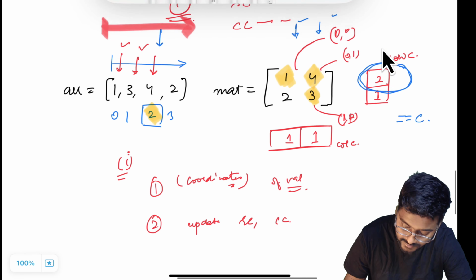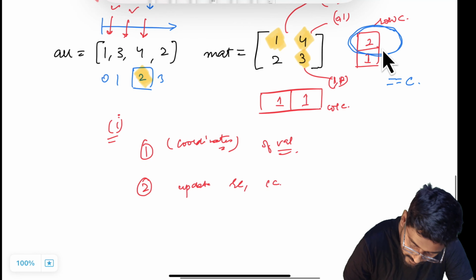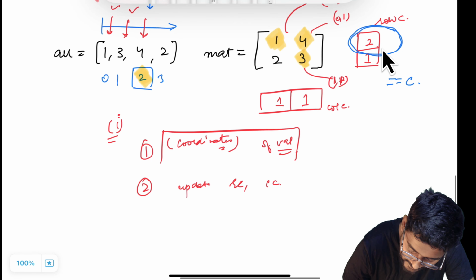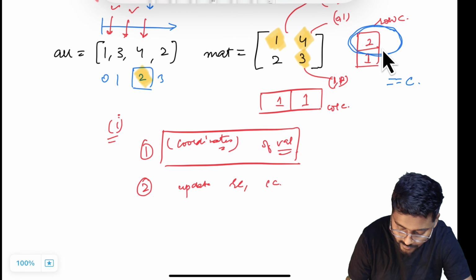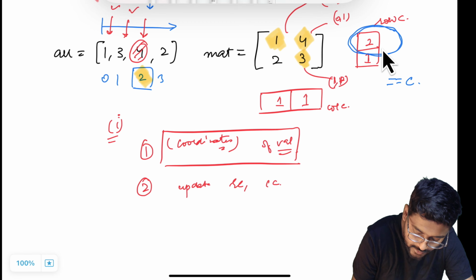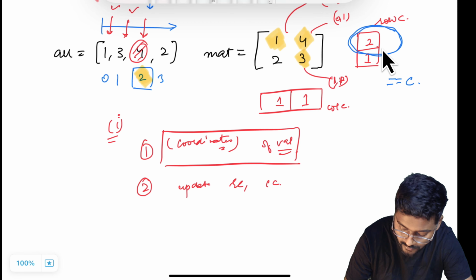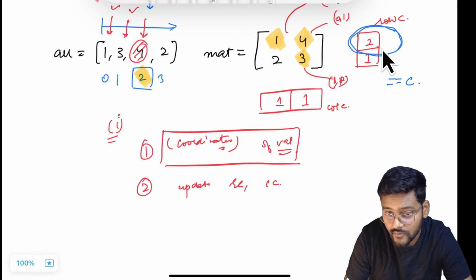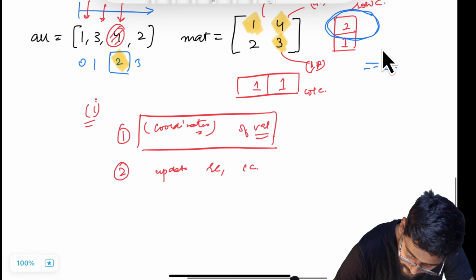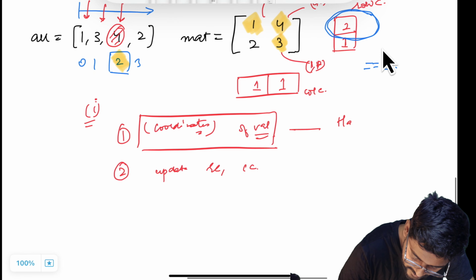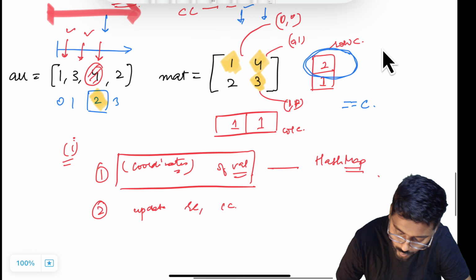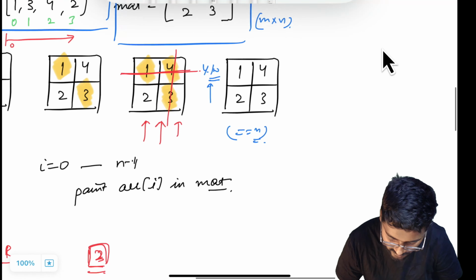And see, there is one more thing that you need to solve. First one is getting the coordinates of every value. The value is 4 here, and get the coordinates of 4. How do you get the coordinates of 4? For that, you can take a hash map. Because all the values are unique. It is also given in the problem statement.